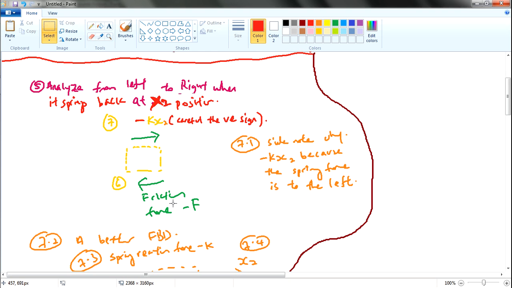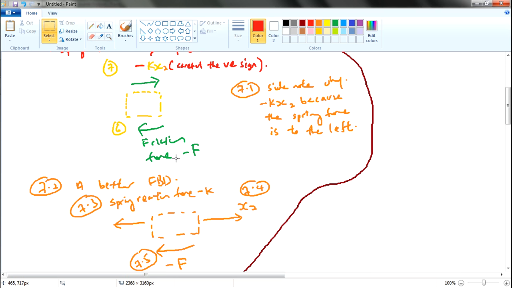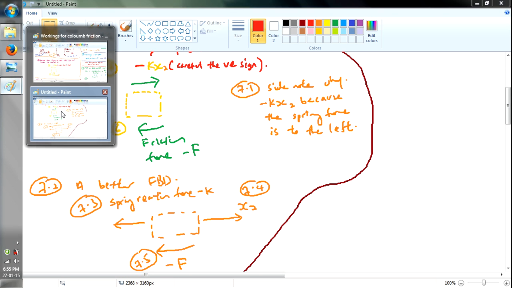And then it's pretty easy: the friction force is just opposite to the movement. So when you're moving this way, the friction is opposite. So it's just this. And then we can set up an equation.